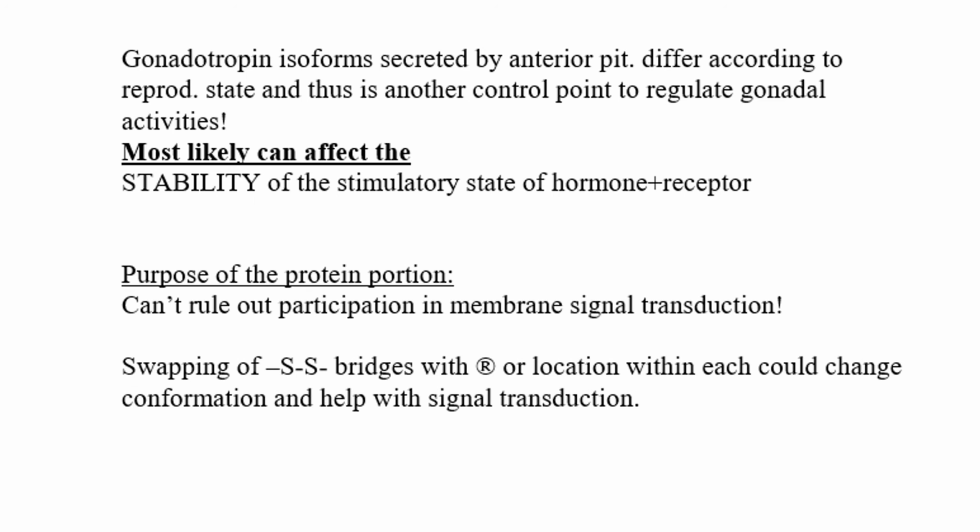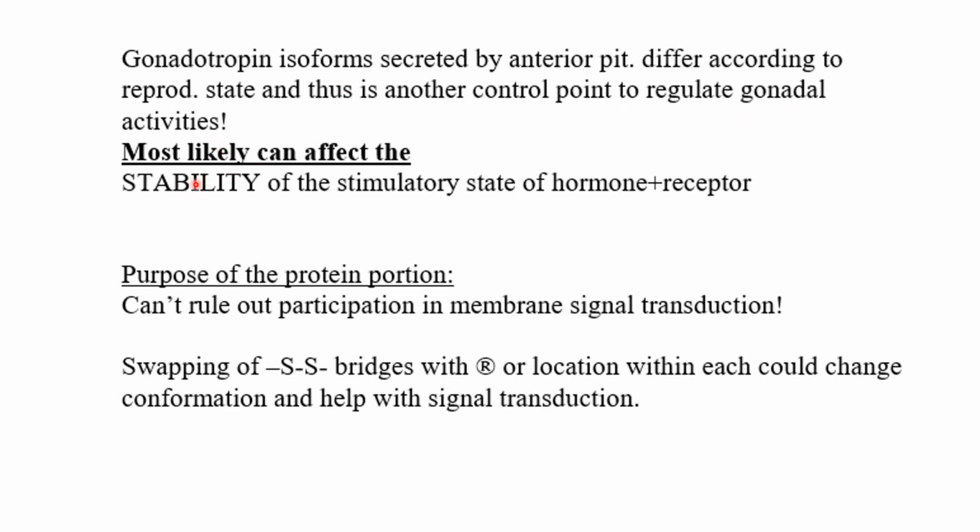So in other words, the pituitary during the LH surge could be putting out a lot of LH isoform that could kind of dampen the effect of the LH surge, for example. So what are these isoforms doing, and what is their purpose? They do exist. Okay? And where do they come from? They come from the anterior pituitary gland, and these isoforms are going to differ according to the reproductive state of the animal. And so these gonadotropin isoforms could provide another control point to regulate gonadal activities.